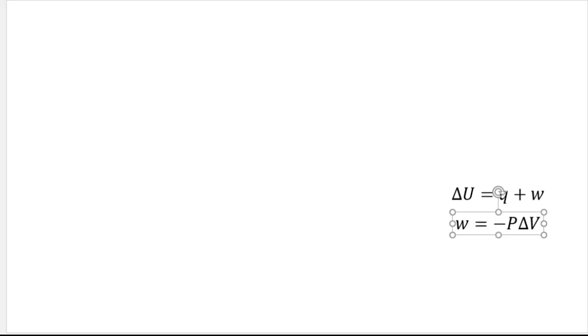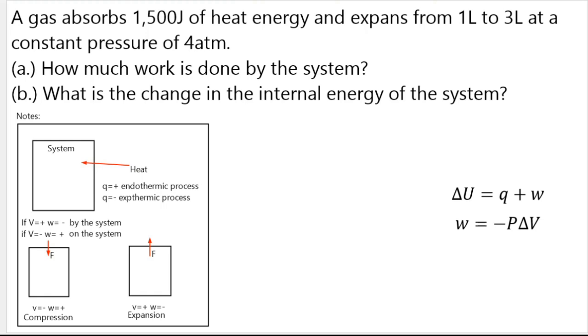Today I'm going to be teaching you about thermochemistry. So let's solve this problem first. A gas absorbs 1500 joules of heat energy and expands from 1 liter to 3 liters at a constant pressure of 4 atm. How much work is done by the system? What is the change in the internal energy of the system?